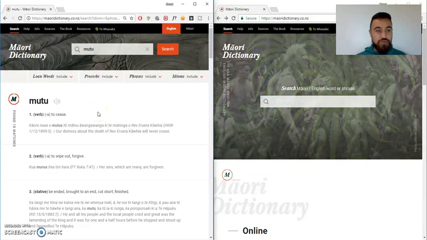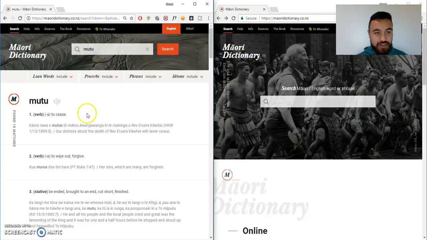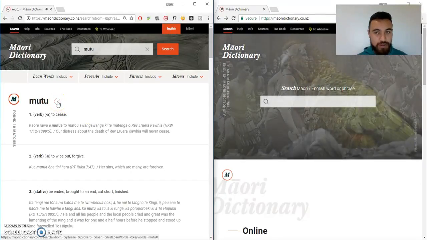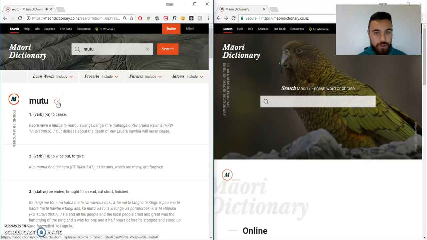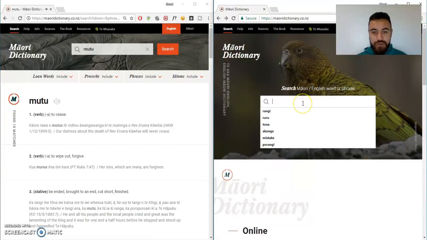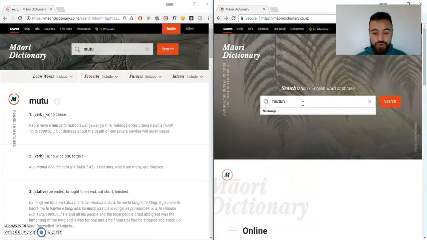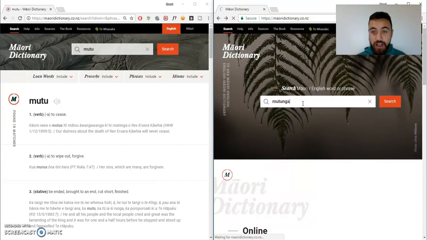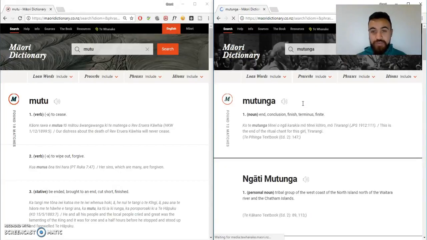So, as a verb, mutu means to cease. Now, I'm going to hit play here. I don't know if you'll be able to hear this, but we'll see. Mutu. Now, if we type in mutunga, what do we get? We get a word that's a noun, and it means end, conclusion, finish.